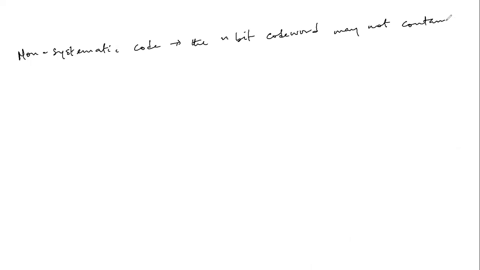Inversely, we have a non-systematic code. It's a code in which the n-bit code word may not contain any of the information bits explicitly.